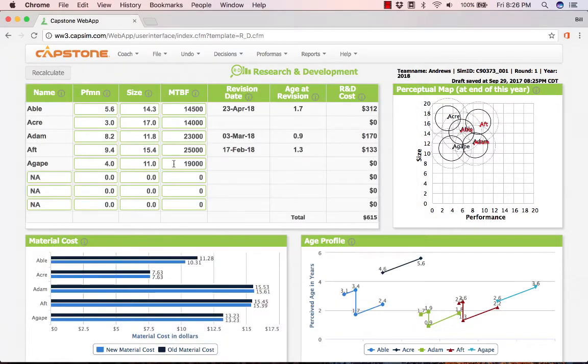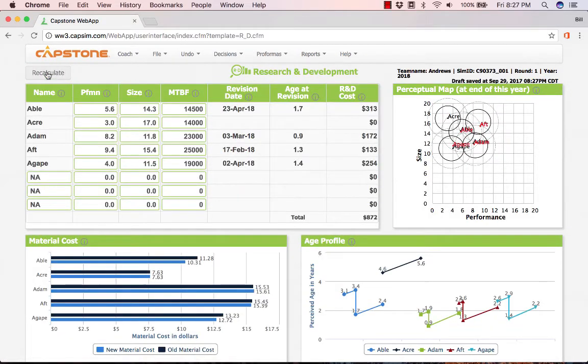So I'm not going to be that concerned with the performance. I'm going to keep it at 4, but since they're really interested in size, I'm going to make it a little bigger than they want. So I'm going to make it about 11.5. And let's see what happens if I recalculate there. Okay.